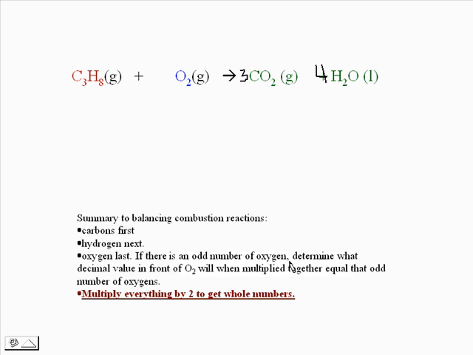Now I'm going to balance the oxygens. I have 3 times 2. I have 6 oxygens over here, and I have 4 on this side. That gives me a total of 10 oxygens. Because I have 2 sources of oxygens, I need to add them up together. And so to get 10 on this side, I just need to put a 5 over here, and I have 10 oxygens.